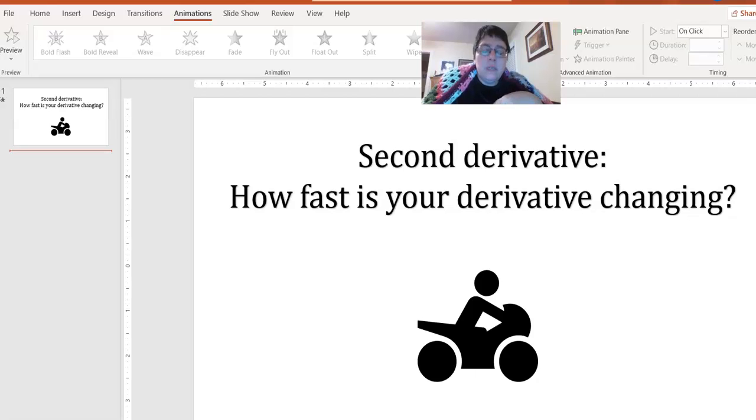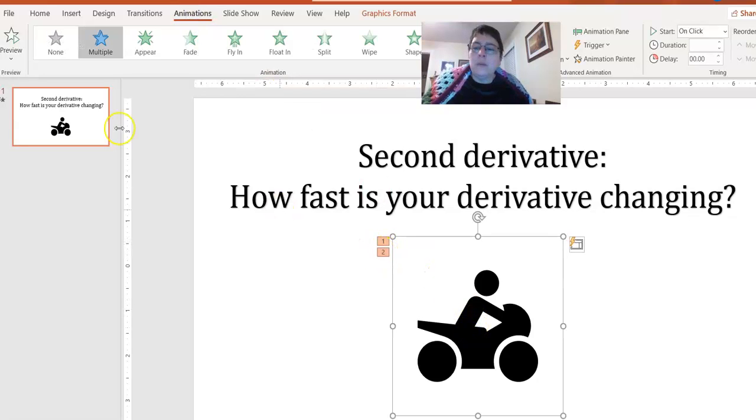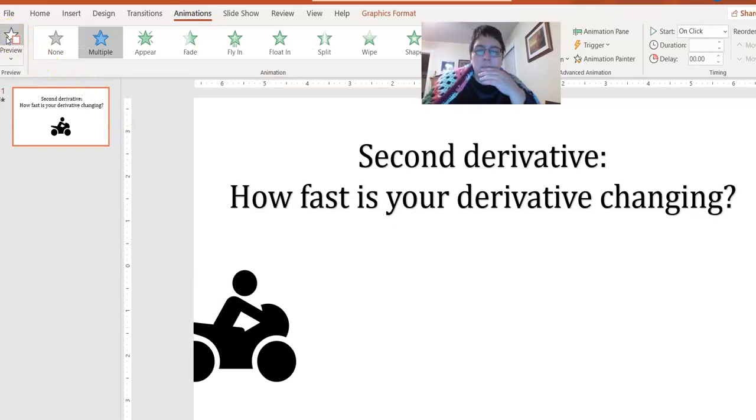Second derivative is actually talking about how fast a derivative changes. And we like to use the terms of velocity and acceleration. So I left this in terms of preview. There are animations here on this figure, 1 and 2. So, preview.